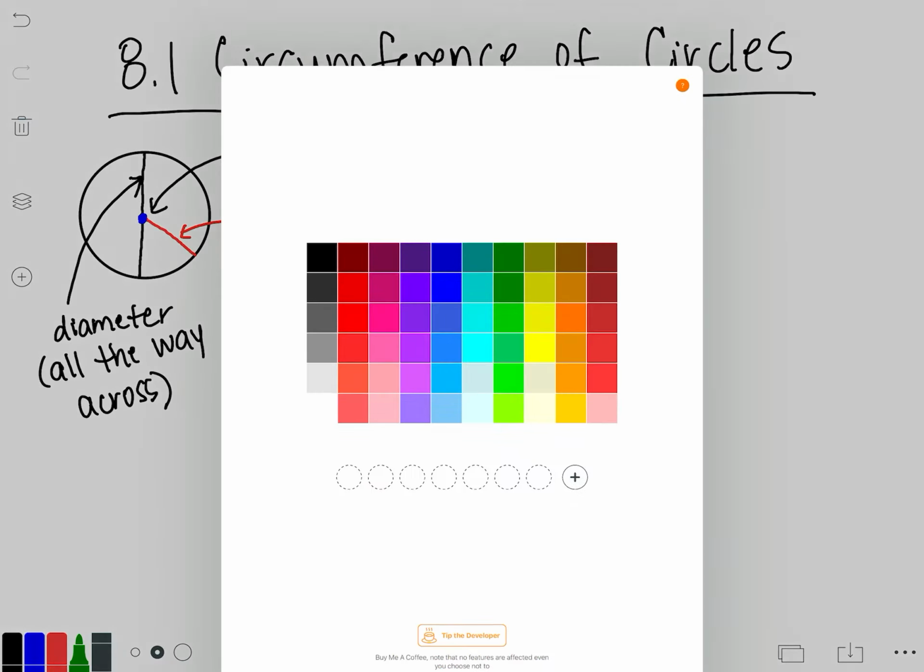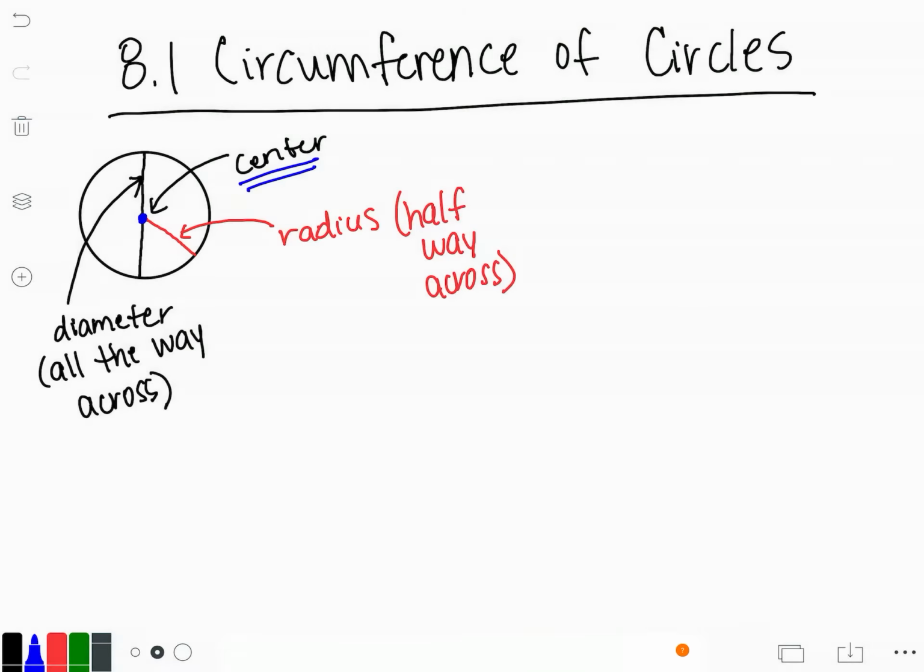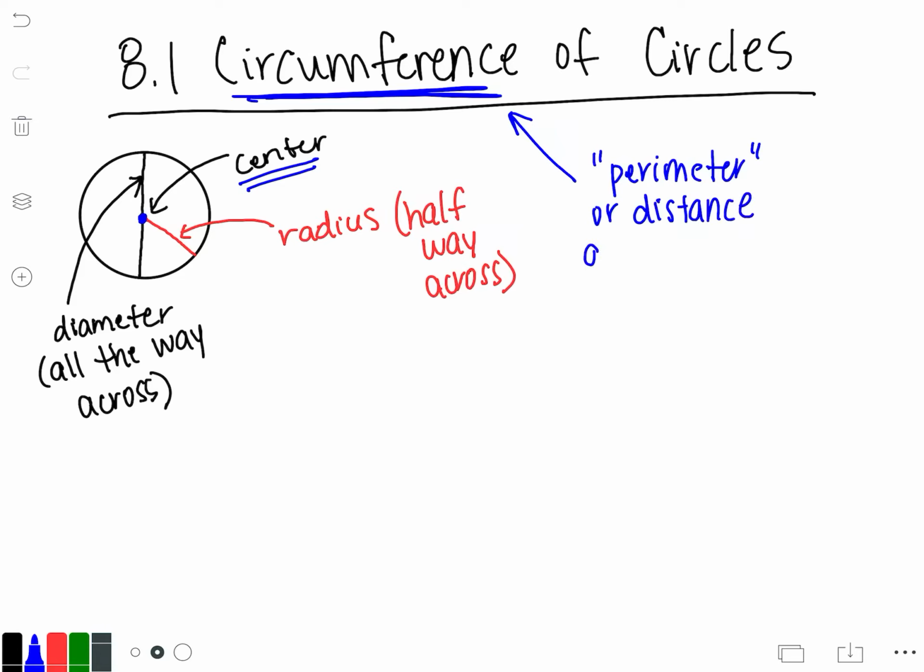So, in the lesson title, let's use blue. In the lesson title for circumference, you probably need to know what that actually means. It's basically the perimeter of a circle. So, it's the distance around the outside of the circle. So, I'm going to write perimeter, or distance around the outside of a circle.